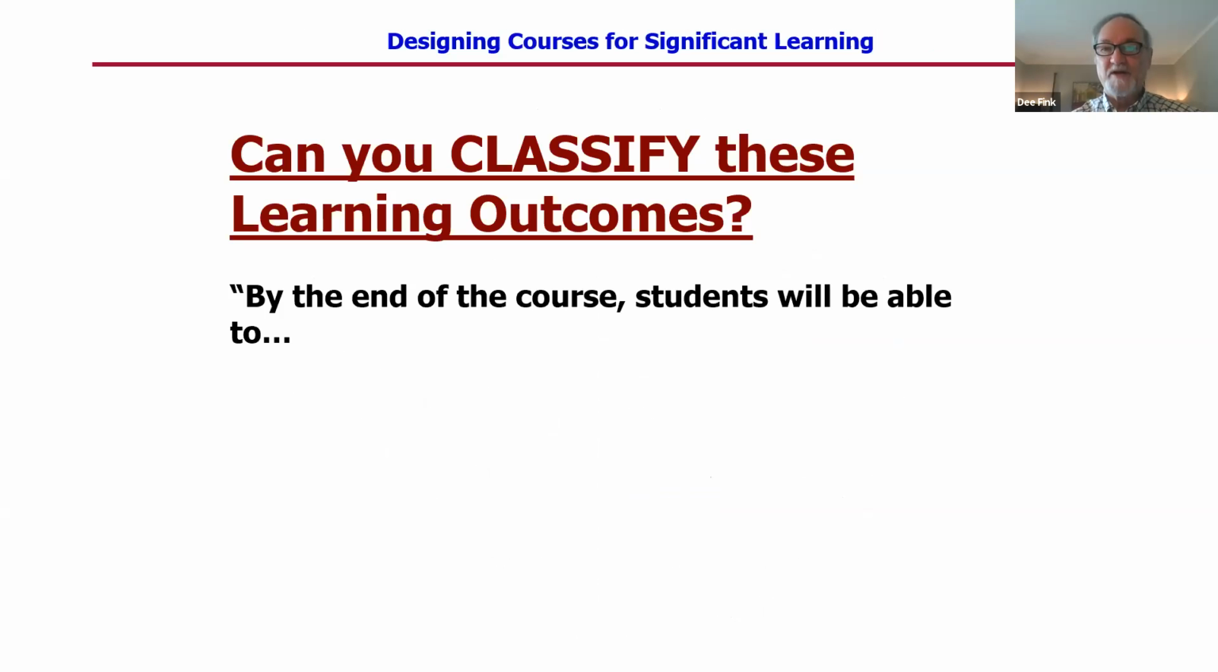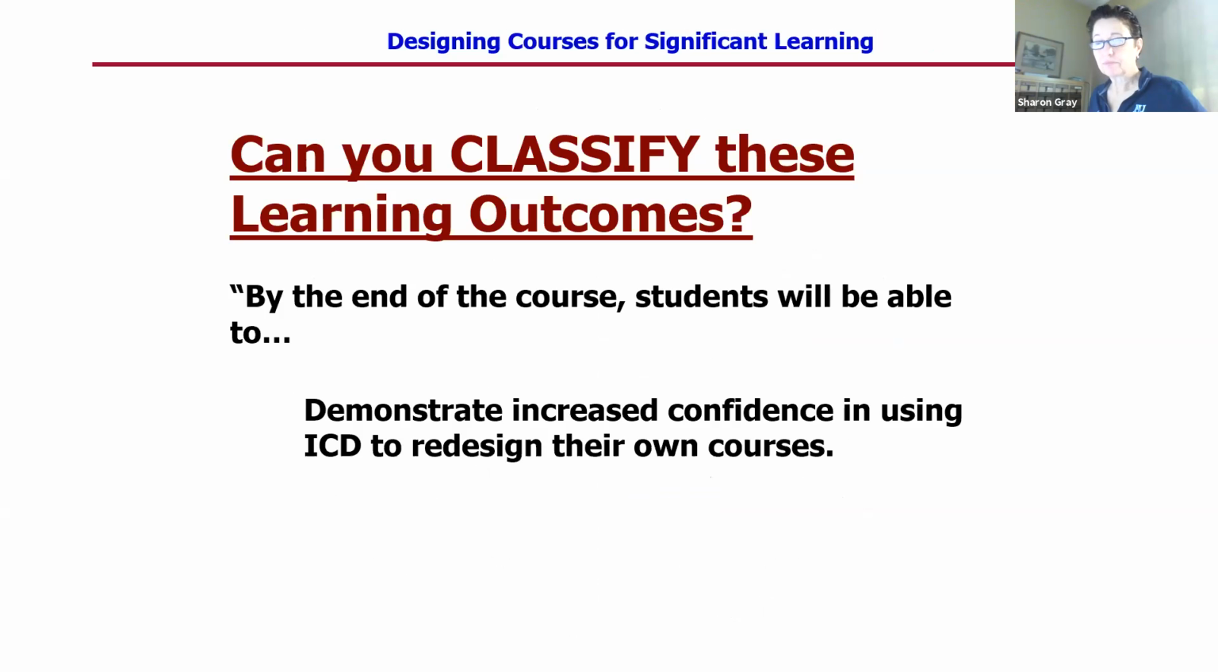So let's practice a little bit with this, just to see if you can look at an example of a learning outcome and link it to one of the categories in that taxonomy. So here's one of them. If you wanted students to demonstrate increased confidence in using integrated course design to redesign their courses, if that was a learning goal you had for your course.